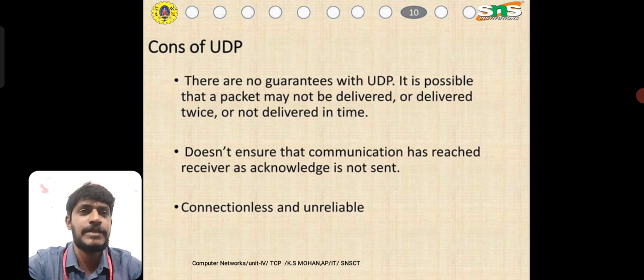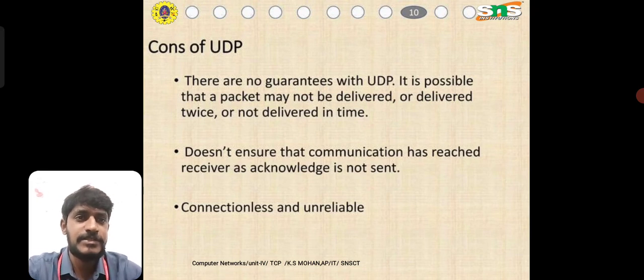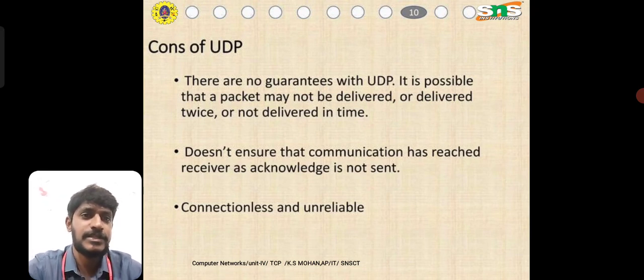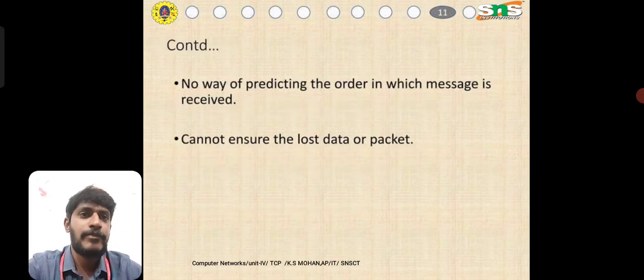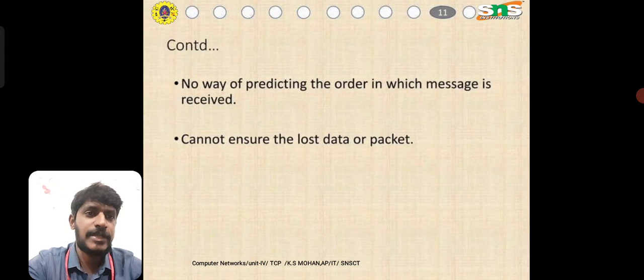With UDP, it is possible that a packet may not be delivered, may be delivered twice, or may not be delivered in time. It does not ensure that the communication has reached the receiver, as an acknowledgement is not sent. So it is connectionless and unreliable. There is no way of predicting the order in which messages are received, so it cannot ensure the delivery of the last packet of data.